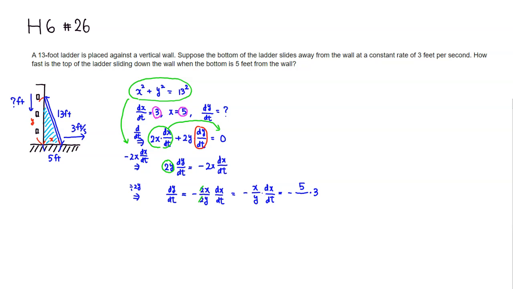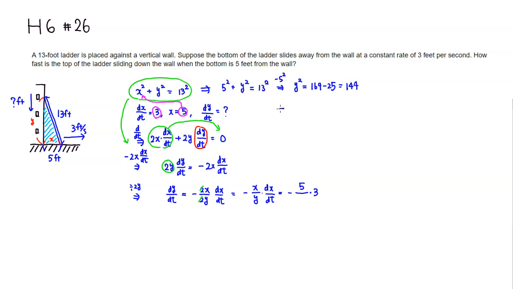The y value we can actually find. We can simply plug x equals 5 into the original equation so that we can solve for y. So you have 5 squared plus y squared is equal to 13 squared. We subtract the 5 squared, which is 25. So y squared is equal to 13 squared, which is 169, minus 25, which is going to be 144.